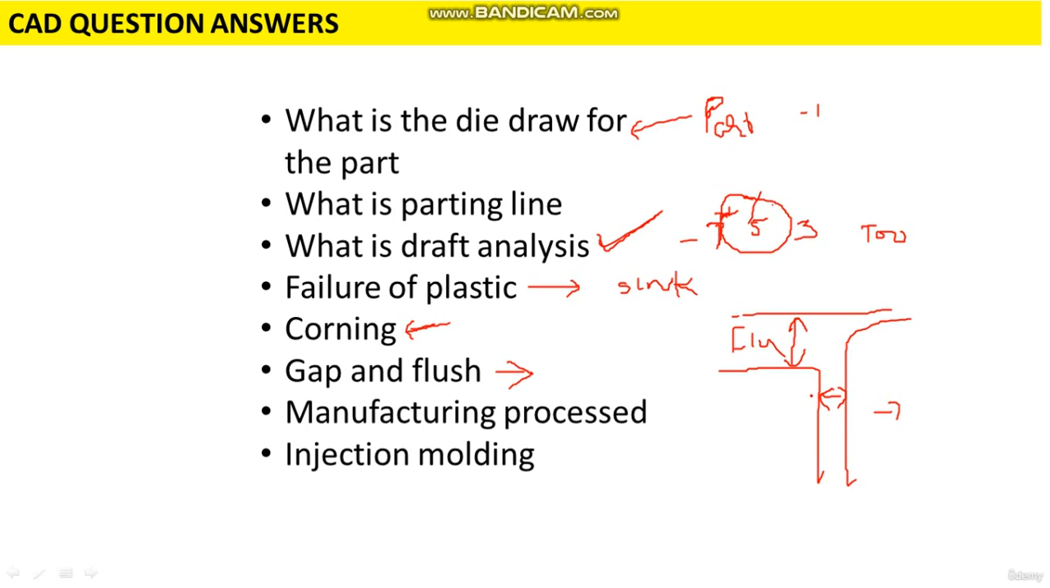You can say the horizontal distance is the gap, and the vertical distance between two faces is your flush. But try to explain them by drawing, don't just give the definition. Just draw two parts like this and give the information, this is your gap and this is your flush. Then he will ask you about manufacturing processes.